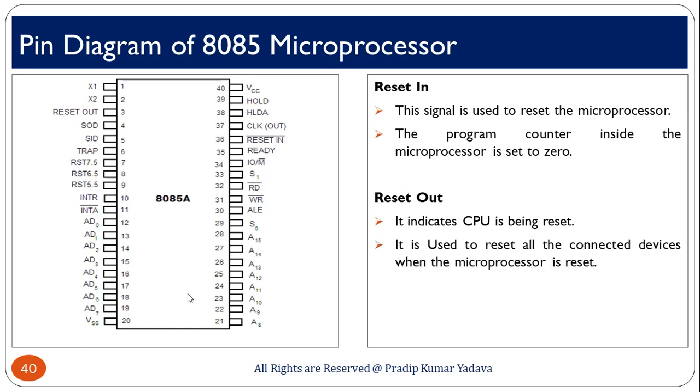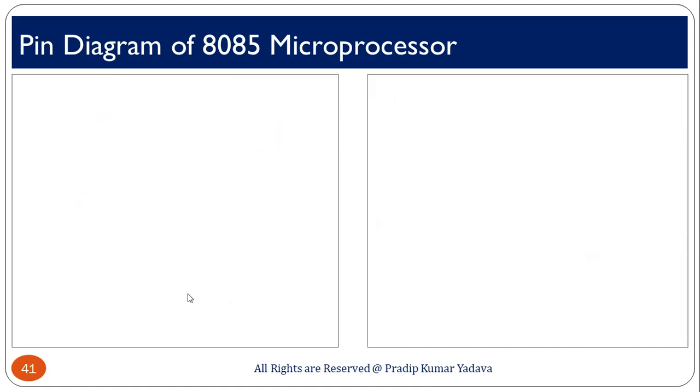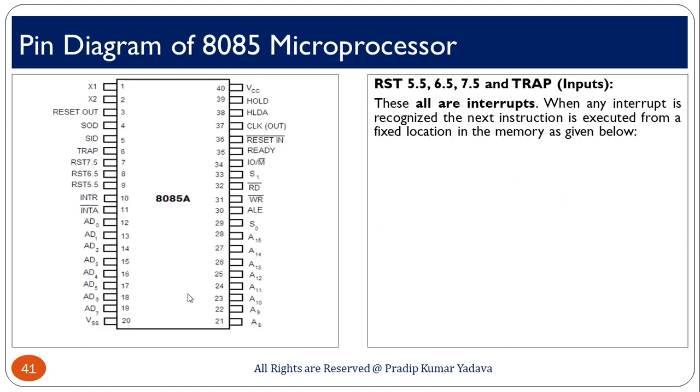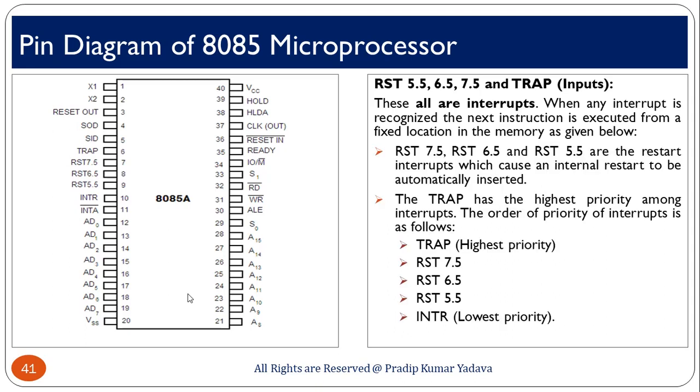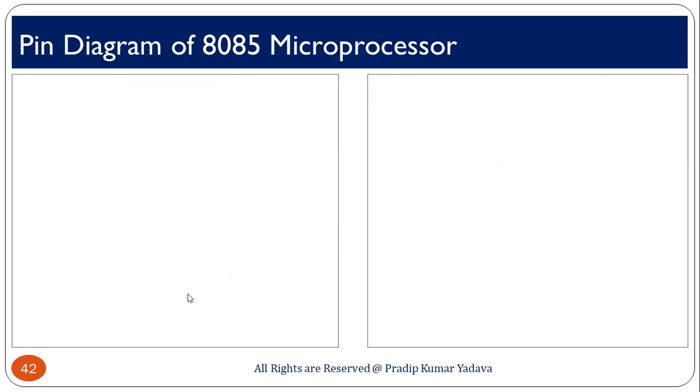RESET OUT is used to reset all the connected devices when the microprocessor is reset. Suppose you have connected multiple devices to the microprocessor and it is in reset mode. Then the RESET OUT pin, which is pin number 3, will reset all the devices connected to the microprocessor. Now we have already discussed the interrupts. These are the pins, and this is the priority order of interrupts: TRAP has the highest priority and INTR has the lowest priority.